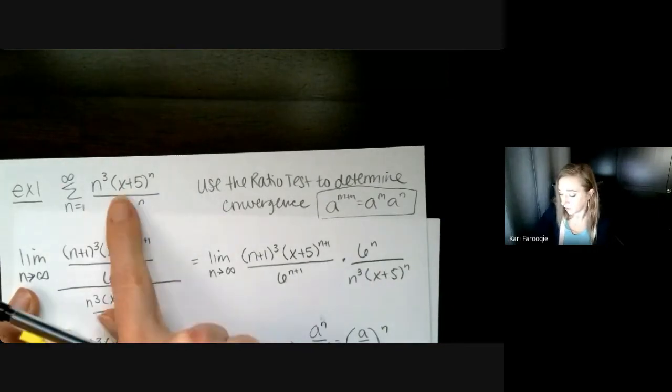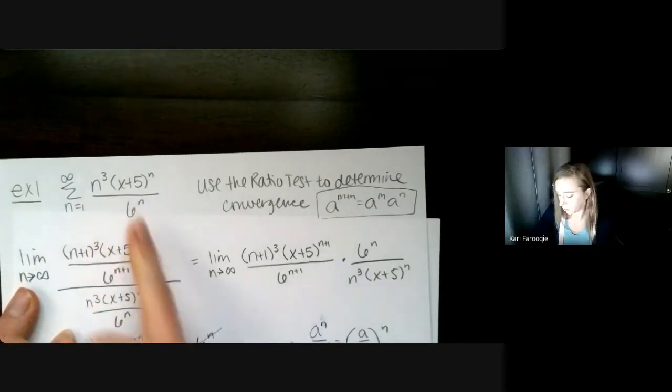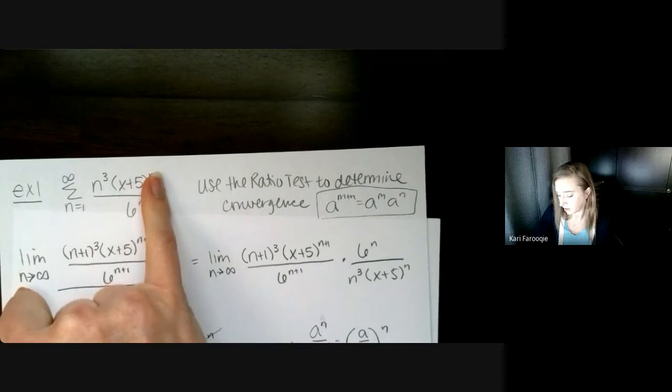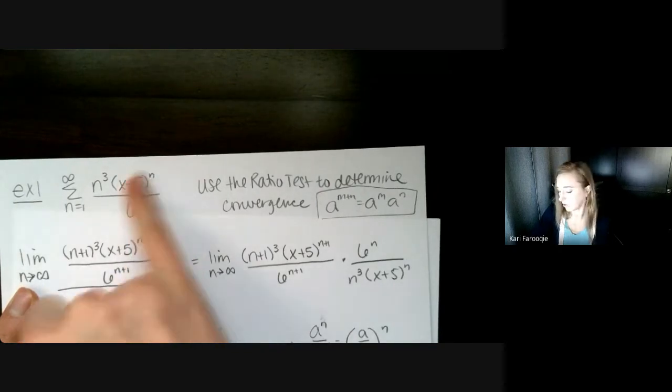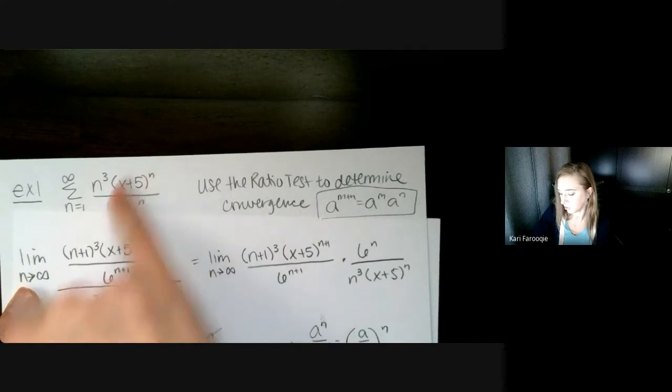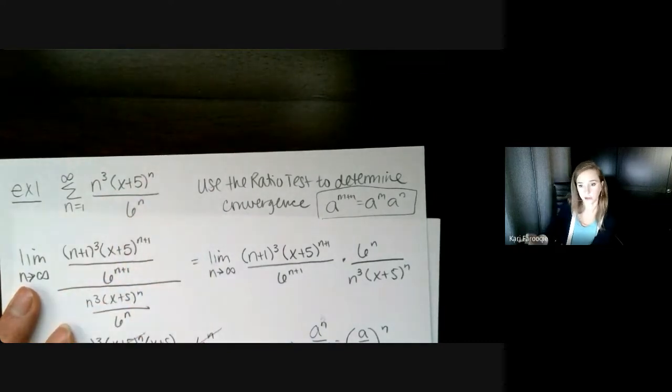Notice that if x equals 0, you end up with 0 plus 5 to the n, and you end up with 5 to the n over 6 to the n, and that's (5/6) to the n. So with the (5/6) to the n, now you're looking at this geometric series where your ratio is going to be less than 1. So that makes sense in this instance why that would be the case.